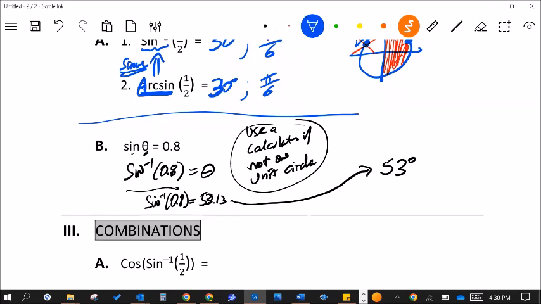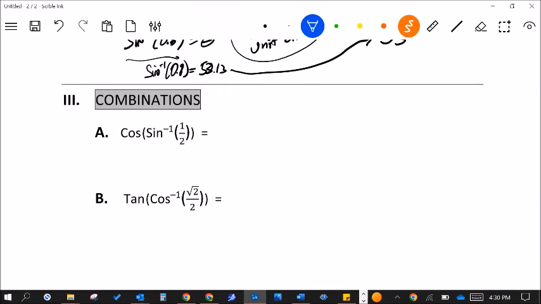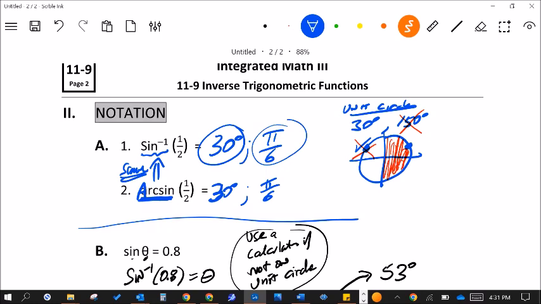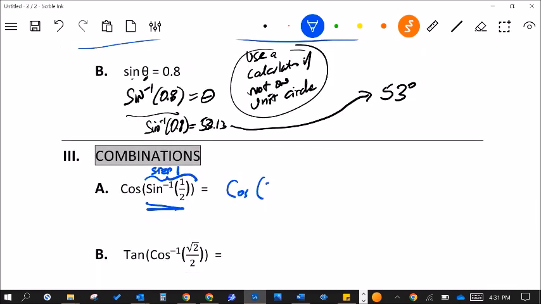Now, let's look down at combinations. For combinations, let's just do steps. So we're going to do step 1. We have to do cosine of sine⁻¹ of 1/2. We figured out that sine⁻¹ of 1/2 is 30 degrees or pi/6, whichever one you would call it. I'll stick with the degrees. So that's cosine of 30 degrees. Then for cosine of 30 degrees, just look at the unit circle, and that means it's square root of 3/2.